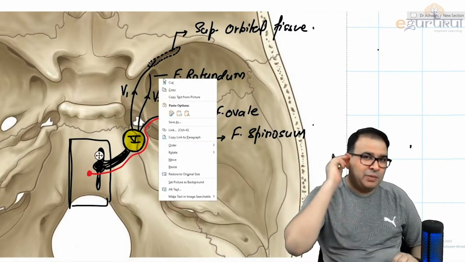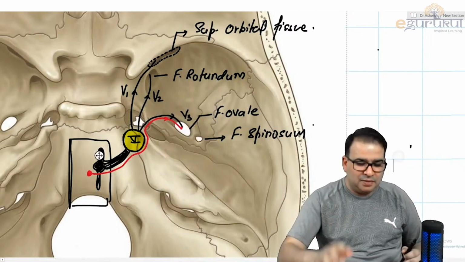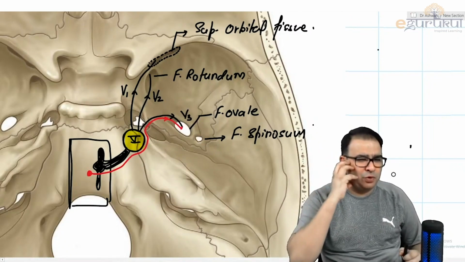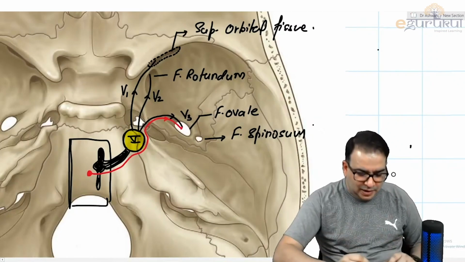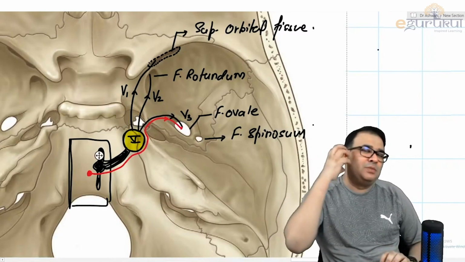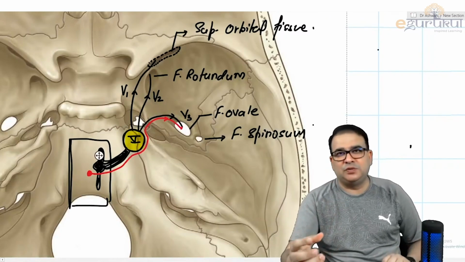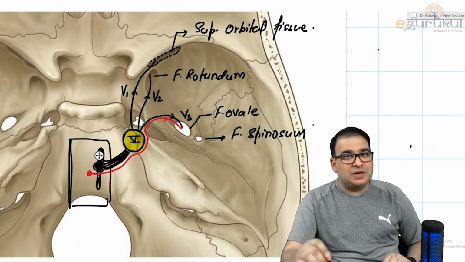Maxillary nerve will go through the foramen rotundum, and then it will come onto the side into the infratemporal fossa. I will tell you what is that. And mandibular nerve goes through the foramen ovale. That also comes into the infratemporal fossa. The foramen is called foramen ovale. But mandibular nerve is a mixed nerve.